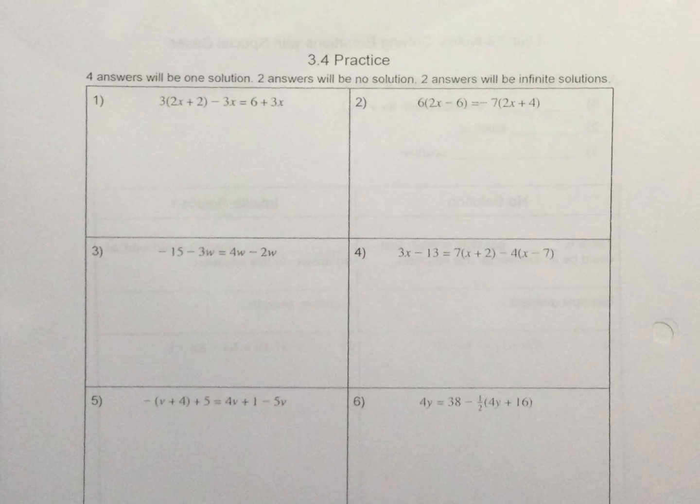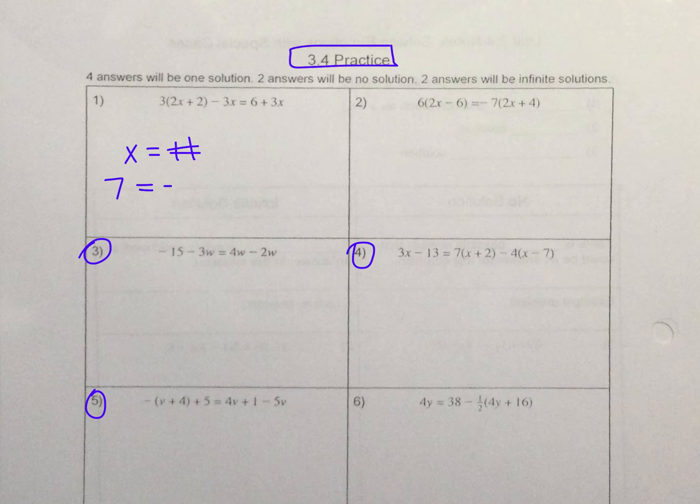This is your 3.4 practice. I only want you to do 3, 4, and 5. You will have one of these that'll just be normal, x equals a number. Normal answer. You'll have one that'll be wacky, and you'll get like 7 equals -14. That'll be no solution. I'm just giving you an example. And the other problem in these three, you'll get something perfect like 8 equals 8, and that means it'll be an infinite number of solutions. So work 3, 4, 5 out and get one of those answers.